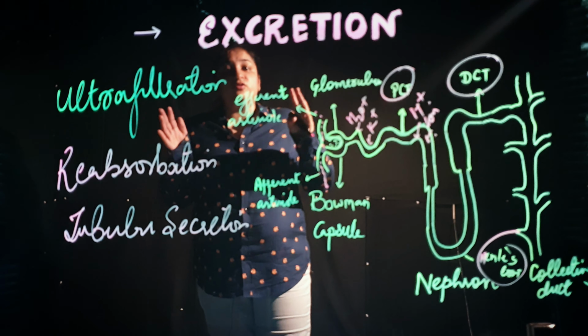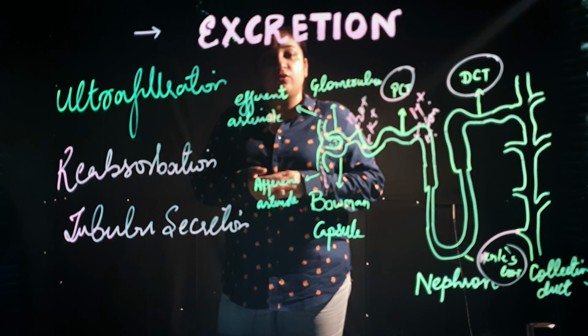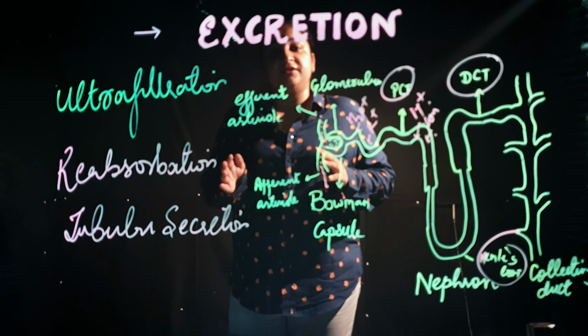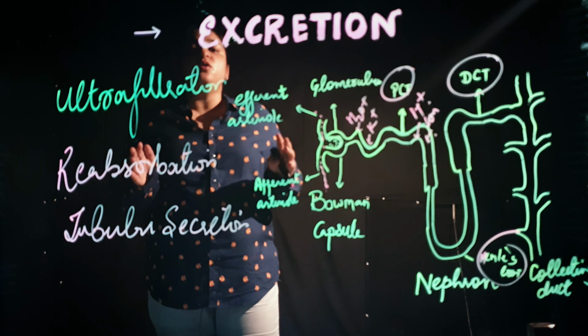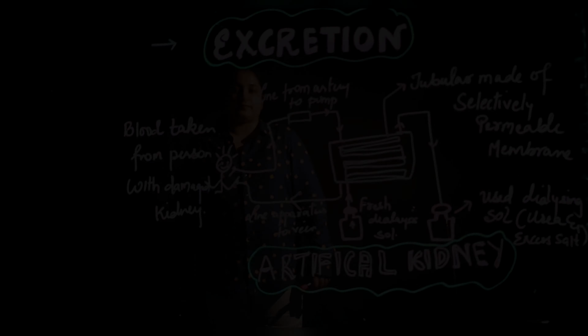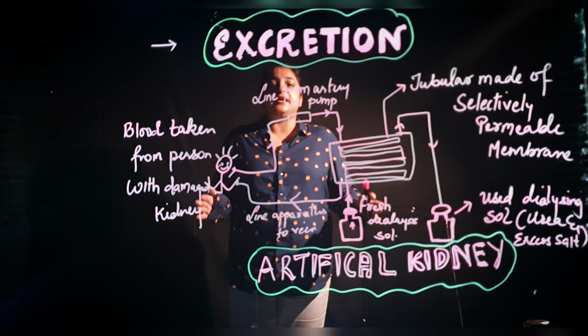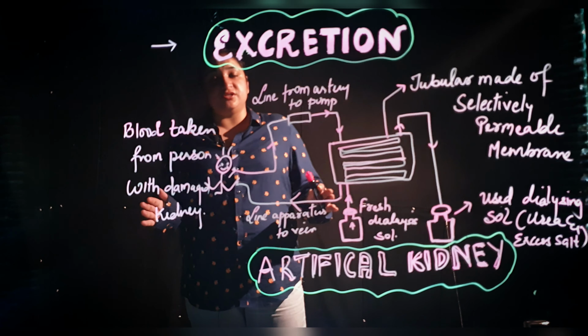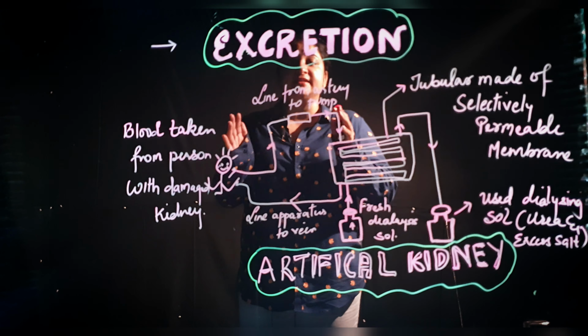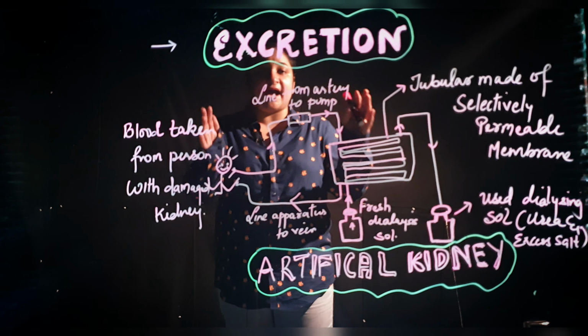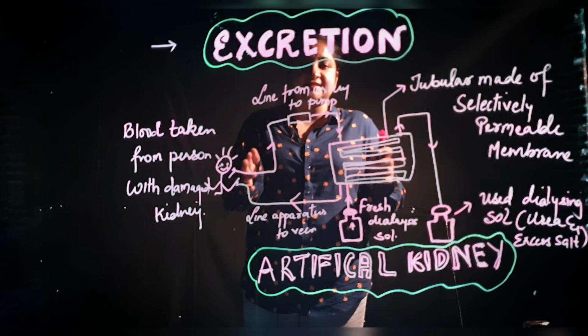You know, when your kidney is damaged, it is treated by the artificial kidney, or hemodialysis. The artificial kidney removes the nitrogenous waste from our body. It is done with the help of dialysis. Let's see how dialysis takes place.